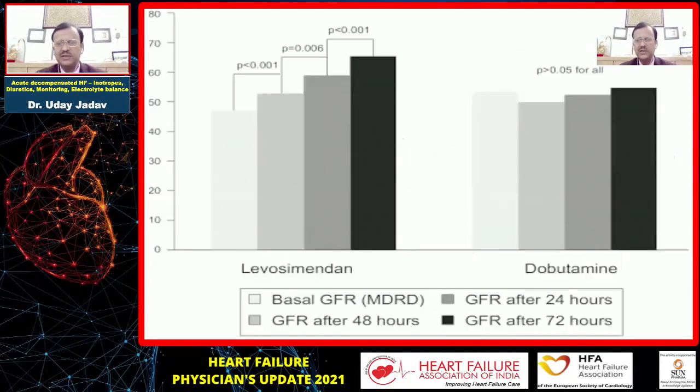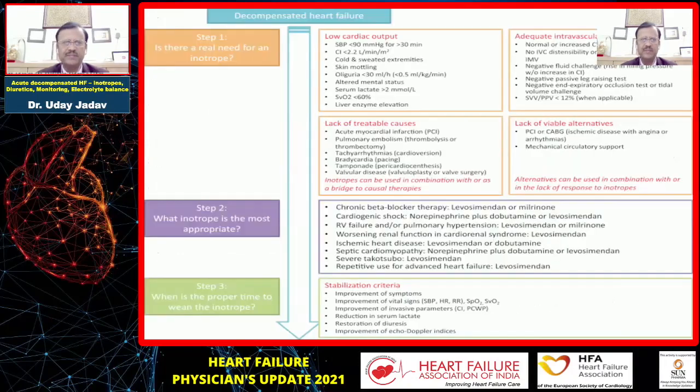So here is the comparison, a very nice slide between levosimendan and dobutamine. So you can see at the basal GFR and after 24, 48, and 72 hours, the progressive improvement that you get, with a flattened out chart with dobutamine. So here is the European guideline, which I really like.